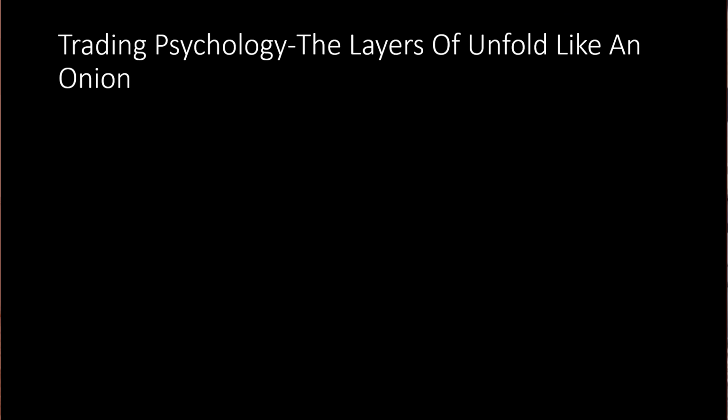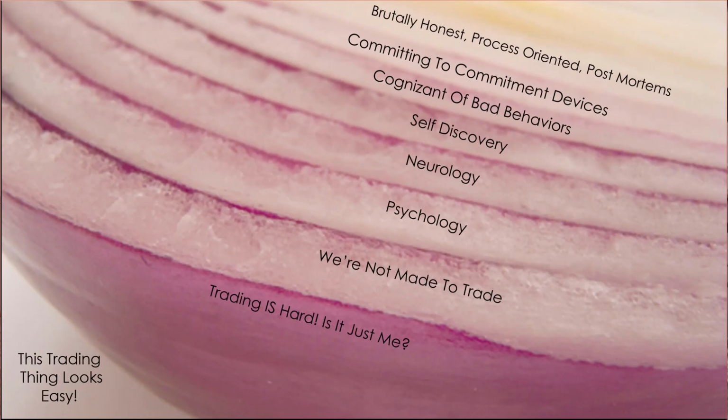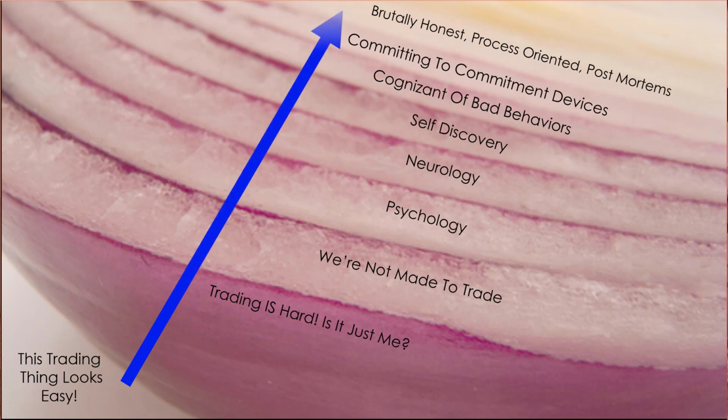Now, like I said last week, trading psychology is kind of like peeling an onion. The layers just unfold one little layer at a time, and it all dovetails nicely into a trader's journey, which is something we've talked about in the past. And when we go deeper into these subjects here, we're going to get deeper and deeper into that trader's journey. But starting off to the left, the trading thing looks pretty easy. You look at these charts and it's like, okay, all I need to do is sell higher than I buy. And it's like, okay, that's pretty easy.